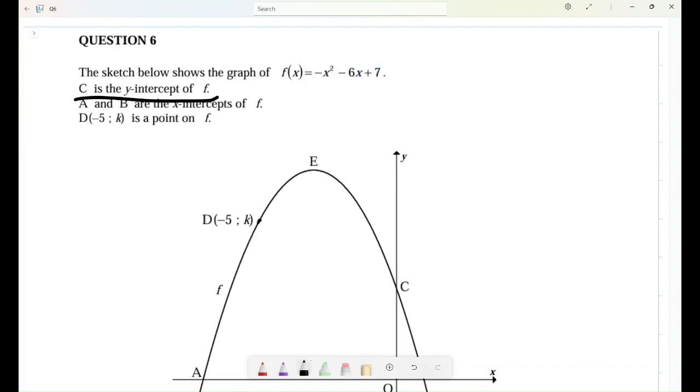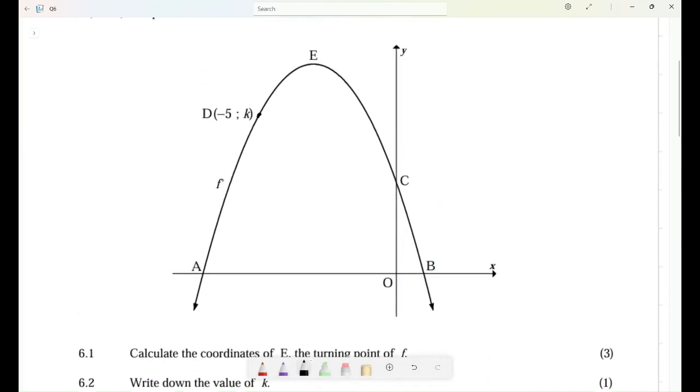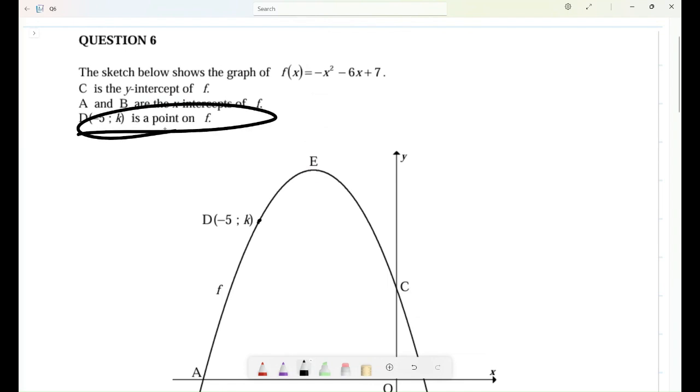C is the y-intercept of f here. All right, we can see that A and B are the x-intercepts of f. That's true. Then D has coordinates negative 5, and K is a point on f. This is what we see. So the information that we are given here, all of it is there on the sketch.